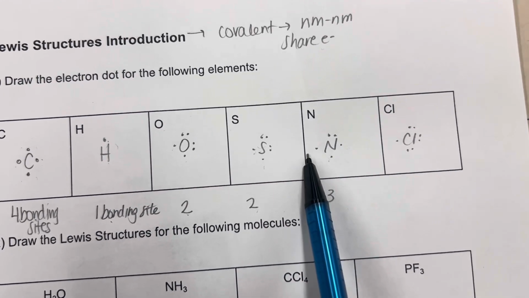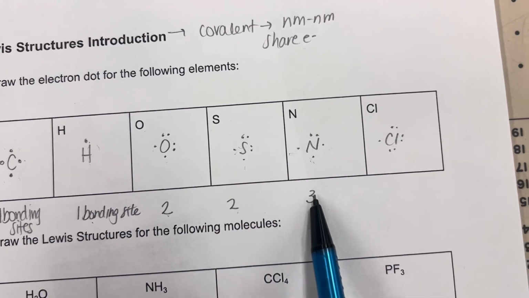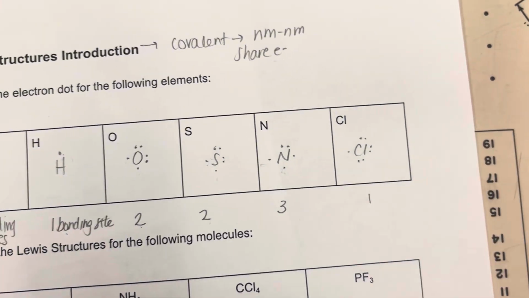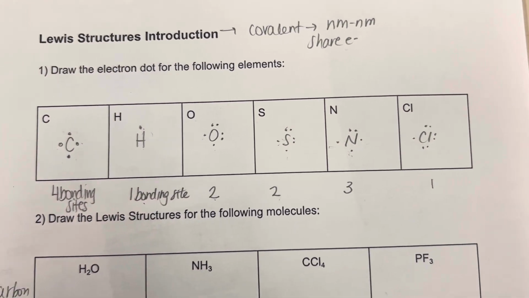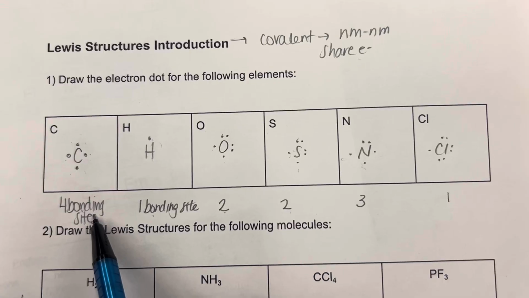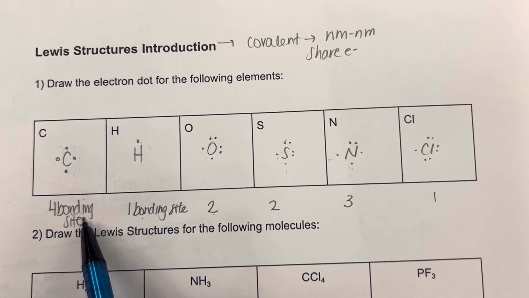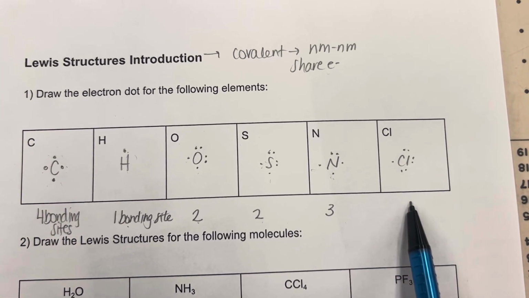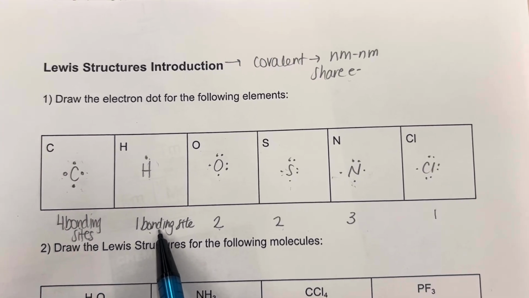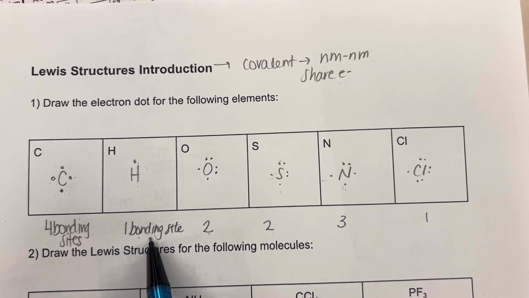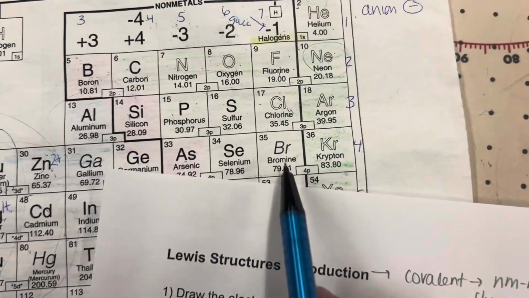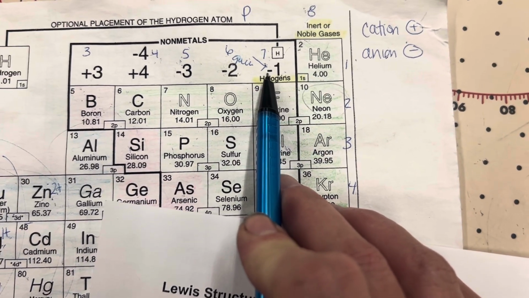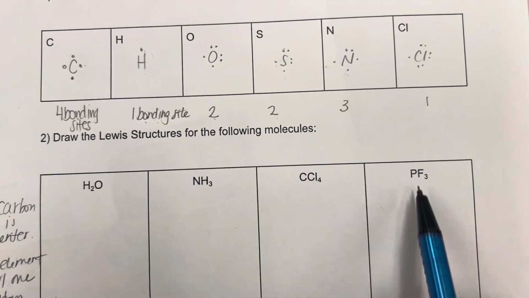Here, nitrogen has 1 unpaired, unpaired, unpaired for 3 bonding sites, and here chlorine has 1 unpaired electron for 1 bonding site. The more bonding sites that you have available, the better sharer you are. The fewer number of bonding sites, the not so great sharer that you are. Hydrogen is not a great one, again, because it can only have a maximum of 2 electrons. Chlorine, however, being a halogen, they all want to attract 1 electron. They really don't want to share, they really would like to take an electron.